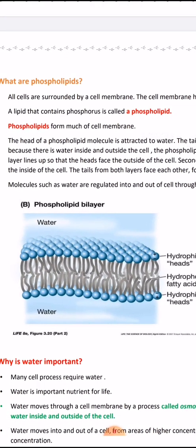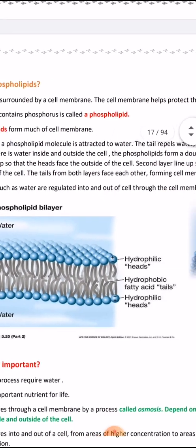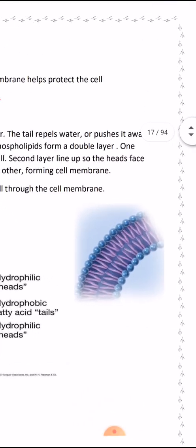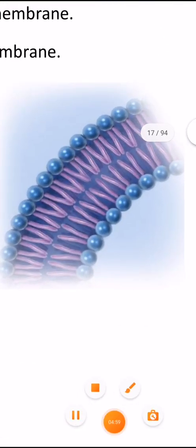Molecules such as water are regulated into and out of the cell through the cell membrane. Look, this is a cell membrane. The heads here face inside the cell, and here is outside the cell, while the tails face each other. Look, towards each other, facing each other.